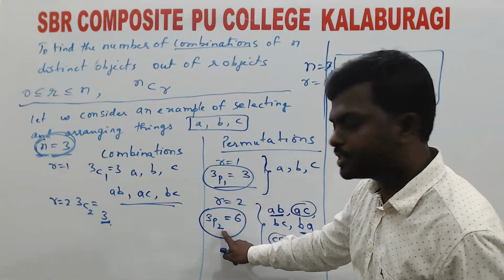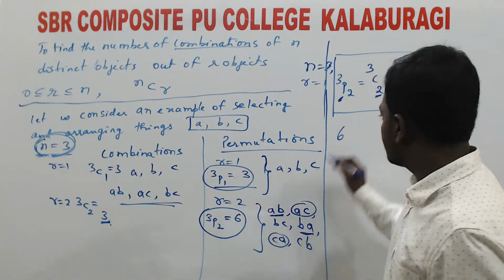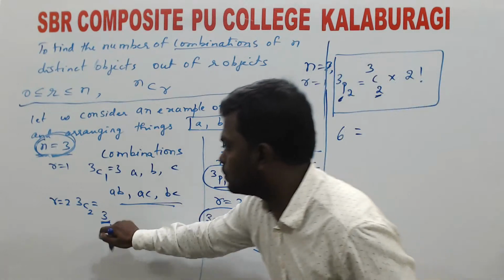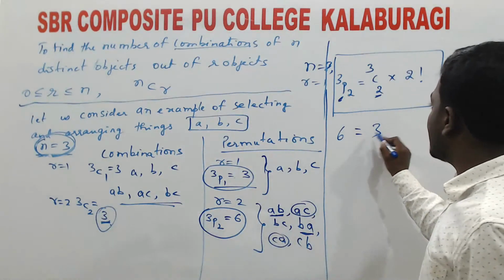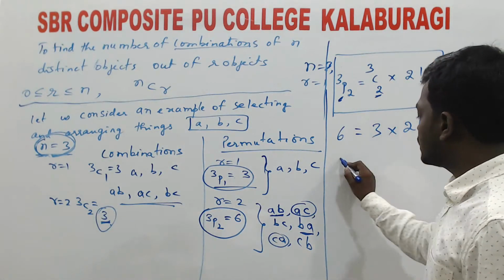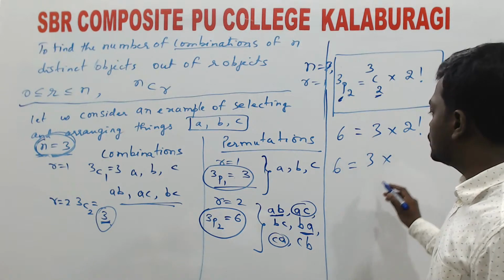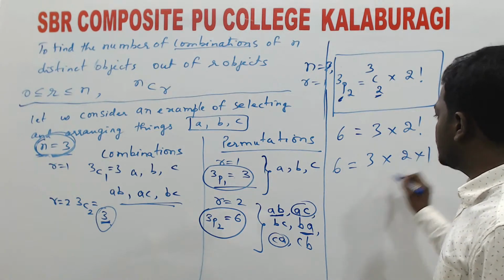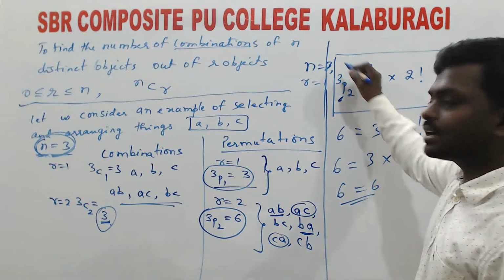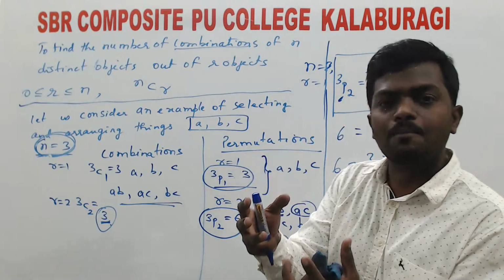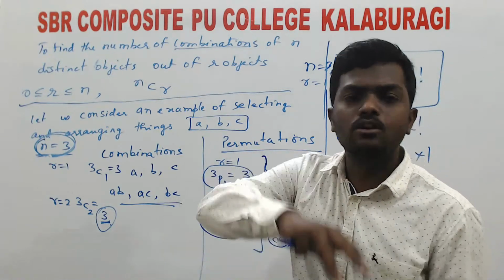Now let me see whether this is satisfied or not. What's the value of 3P2 we got here? 6. What's the value of 3C2 we got here? 3, into 2 factorial. 6 equals 3 into 2 factorial, and 2 factorial is 2 into 1. Now is it clear? So have you established some relation between permutation and combination?